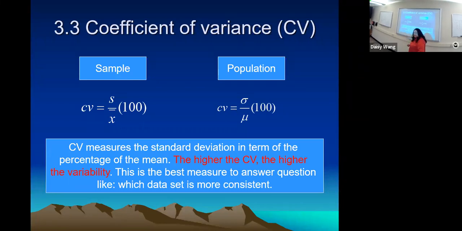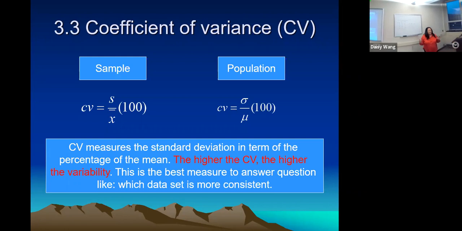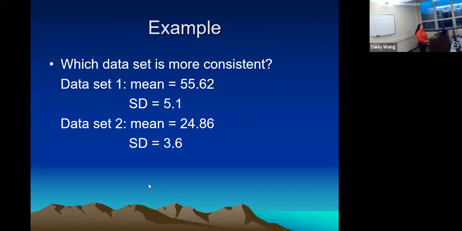Does it make sense? Okay, so you have to compare with the average of the data because the average might be different. And if the standard deviation is the same, then whichever has the bigger average has a smaller standard deviation relatively. Okay, their variance is smaller. So that's the coefficient of variance, CV.